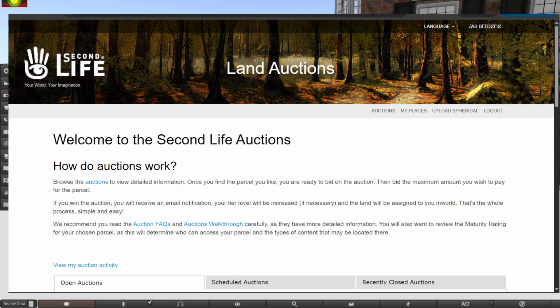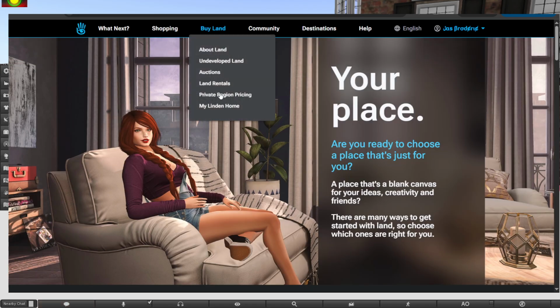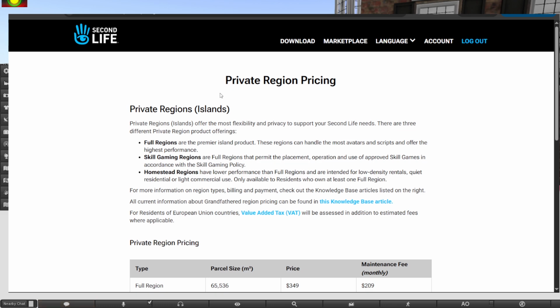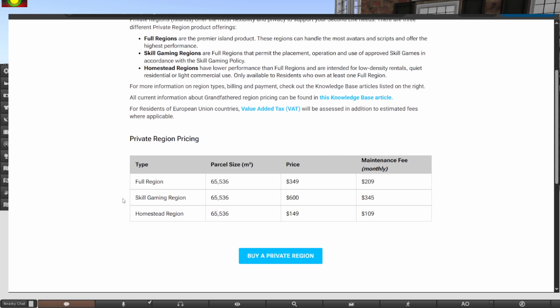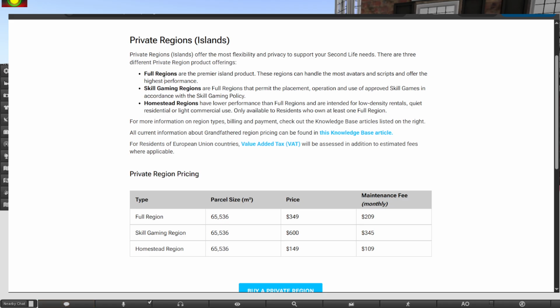The other thing you can do, let's look at private regions. This is if you want to buy a sim or a homestead or a gaming region. My state does not allow gaming and gambling, so I couldn't have a gaming region. And they track it by your IP address. So a full region is an entire sim, right? 65,000. In US dollars, I would pay $349 for them to set it up for me and get it ready. And then I'd pay them $209 a month after that if I wanted a full sim.